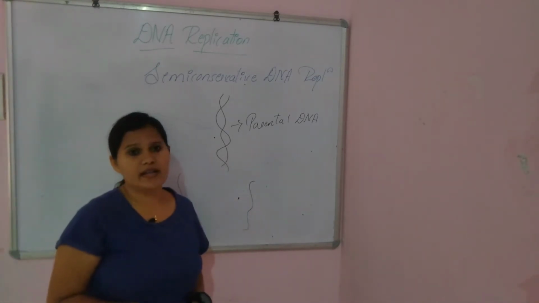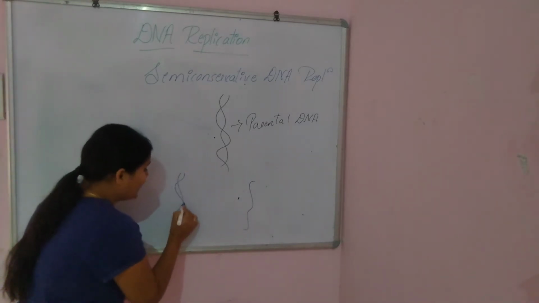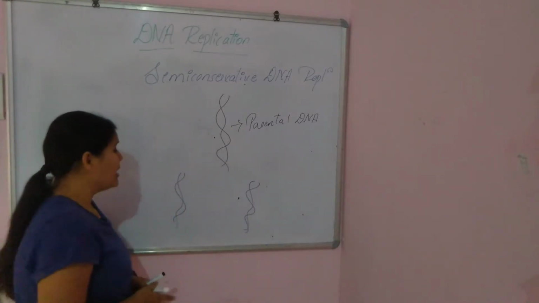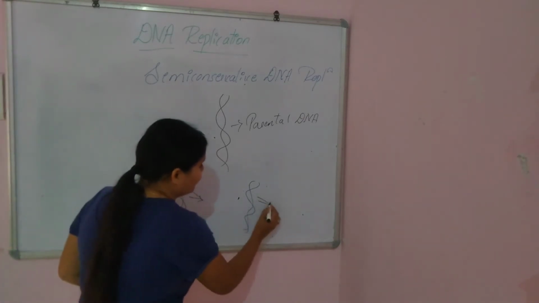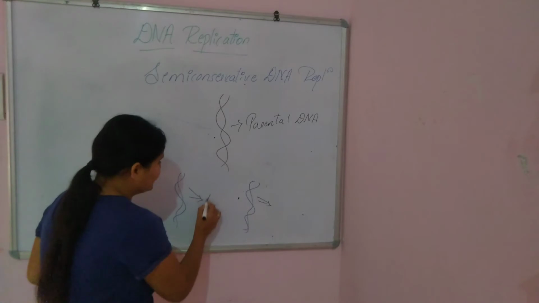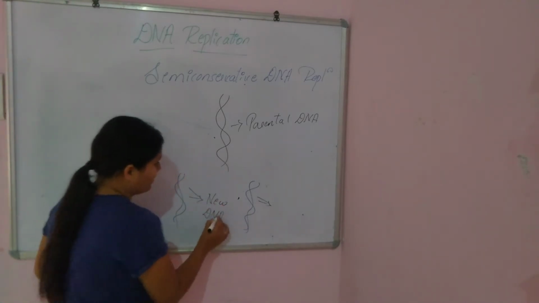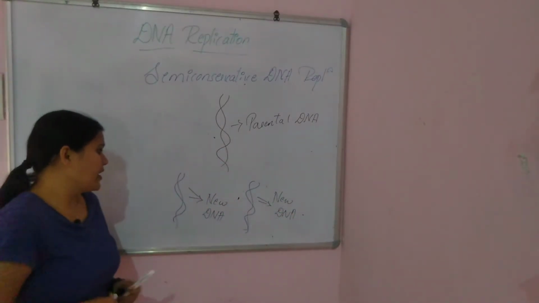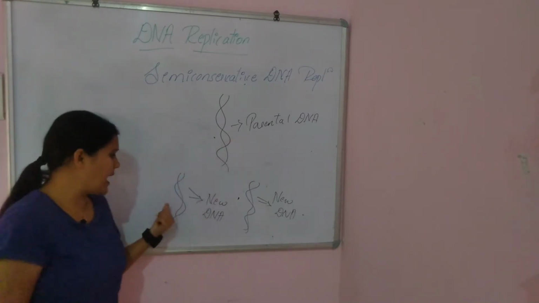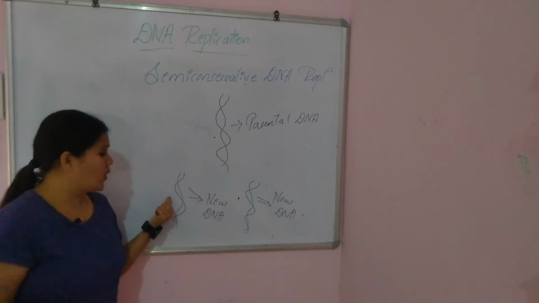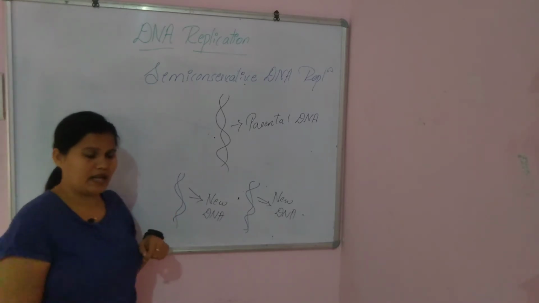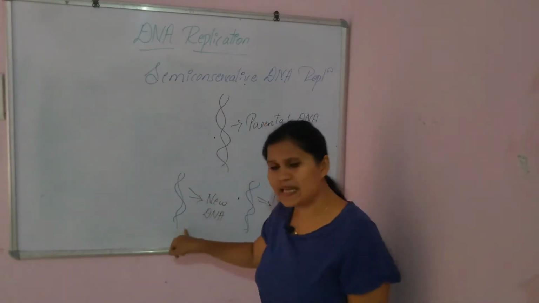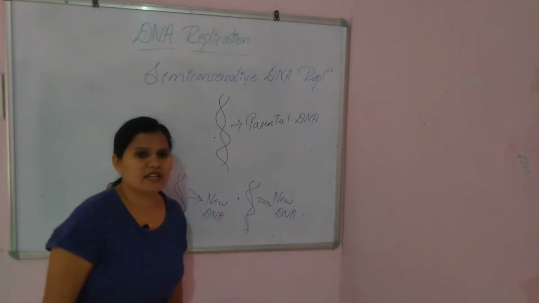With these two parental strands, there will be the attachment of a new DNA strand, that is called the new DNA strand. And now this whole thing will be acting as the new DNA. Now can you see here, one strand is of the parental DNA and one more strand is the new DNA. That's why it is called semi-conservative DNA, because only half of the parental DNA is conserved here.